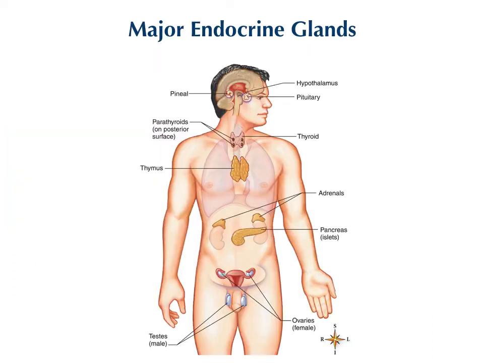Here we look at some of the major endocrine glands in the body. You have your hypothalamus up in the brain, and the pituitary, remember, that hangs down off of the brain and sits there in the sella turcica, which protects that very important pituitary gland. You'll have an anterior pituitary gland and a posterior pituitary gland.